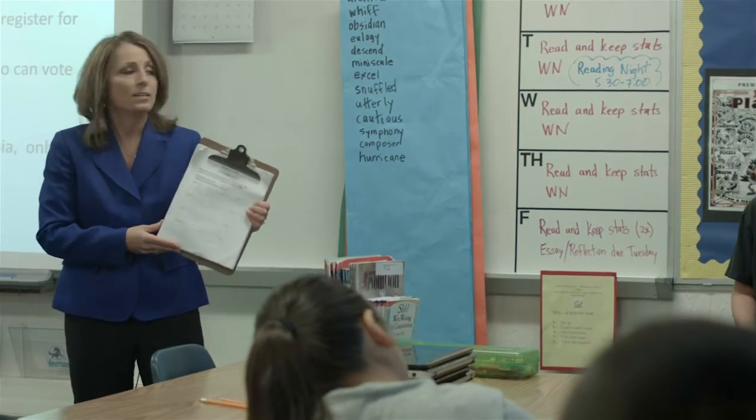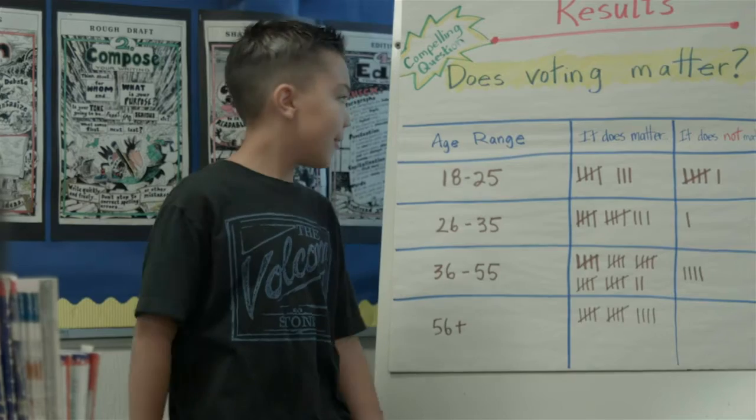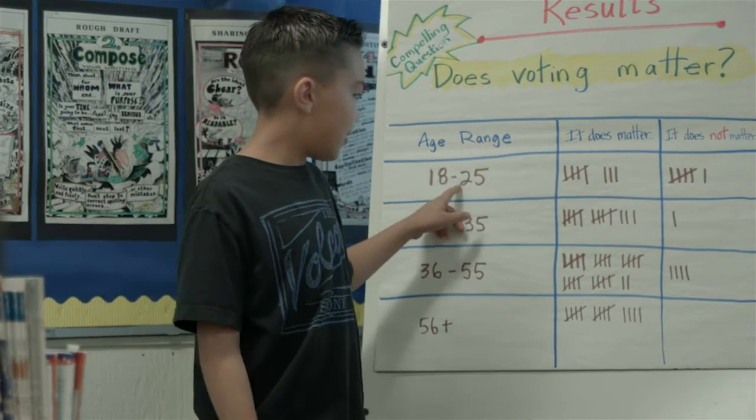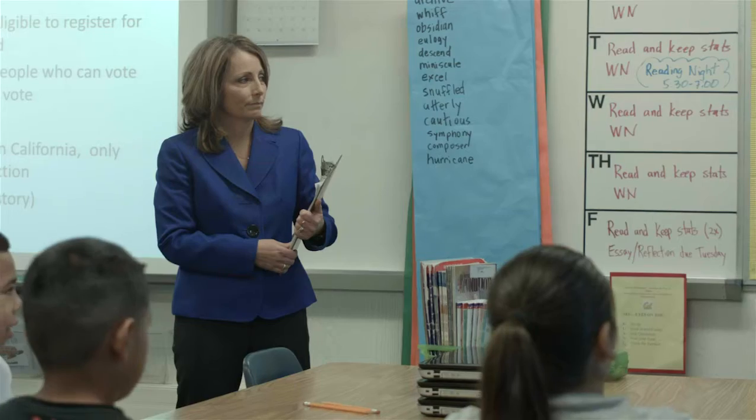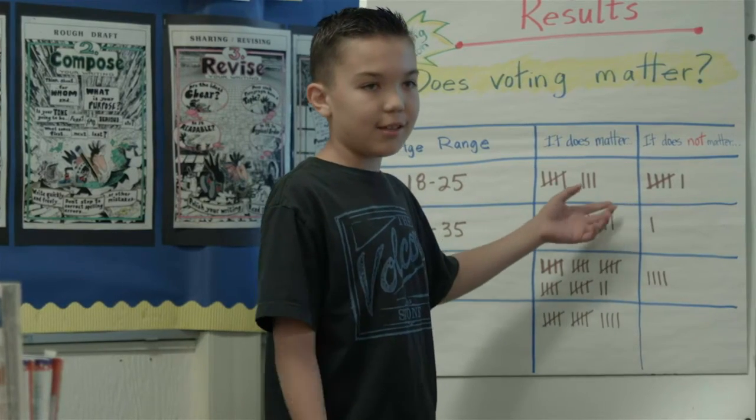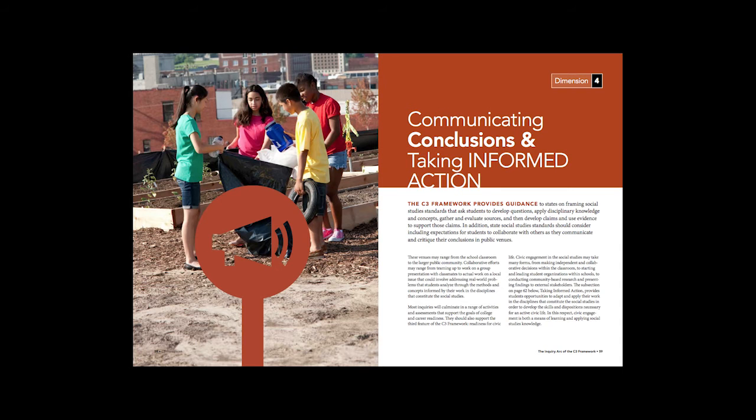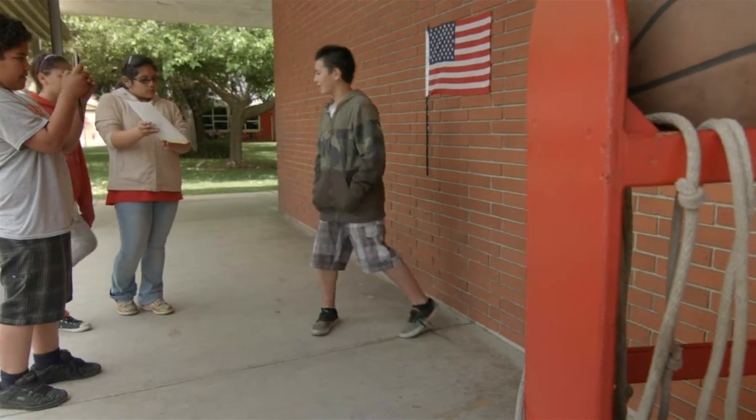Tabulate our data. So Gavin, would you go ahead and explain the data to us? In the age range 18 to 25, we had 8 people say that voting does matter, and 6 people say that it doesn't matter. The fourth and final dimension, probably the most exciting, is communicating conclusions and taking informed action to get out in the world and really make a difference.